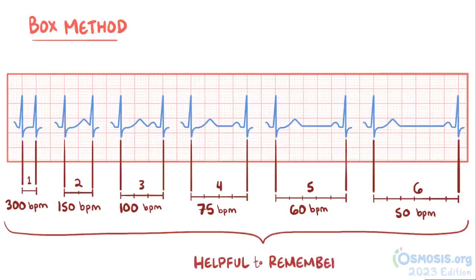Remembering these numbers makes it easier to make a rough estimate of the rate. For example, if there are between 3 and 4 big boxes between R waves, then we know that the heart rate must be between 75 and 100 beats per minute.